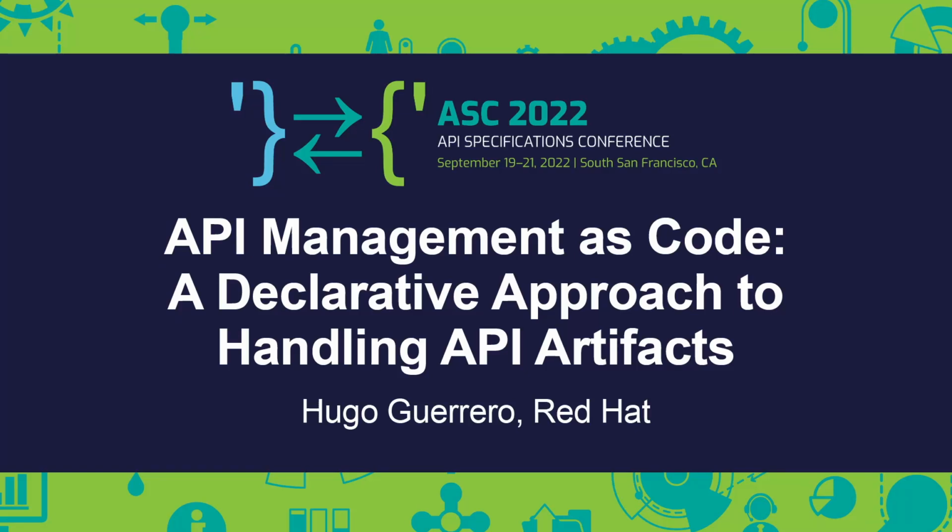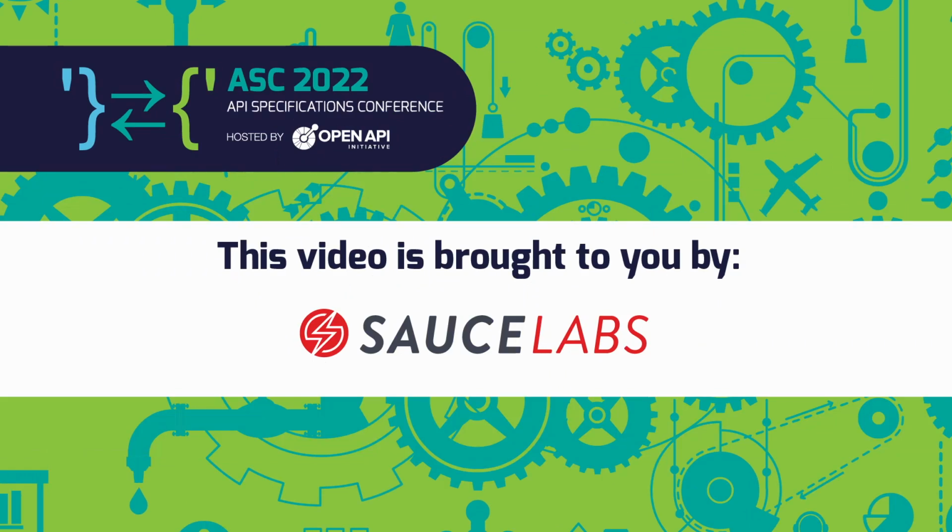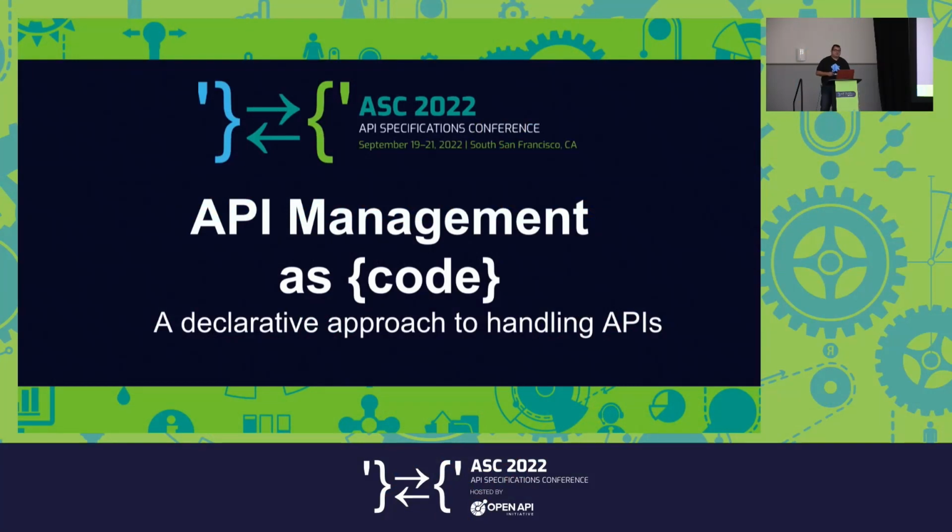The session now is called API Management as Code. It's basically focusing on having a declarative approach on how to handle API artifacts. I'm going to be talking a little bit about what this concept of API management as code is, the benefits from automation and concepts like GitOps. And hopefully, if we are right on time and the demo gods are with us today, we will be able to see how it works in one kind of implementation.